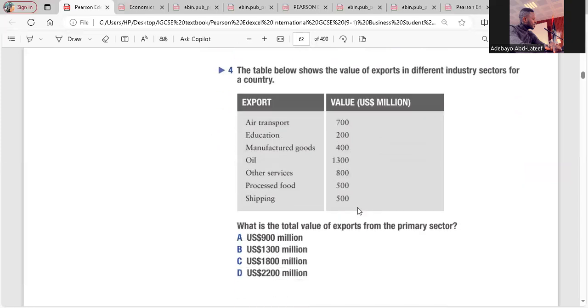Question 4. The table shows the value of exports in different industry sectors for a country. What is the total value of export from the primary sector? In the primary sector we have oil, the extraction of oil. That's all. 1,300 million. Is it clear? So the answer is B.